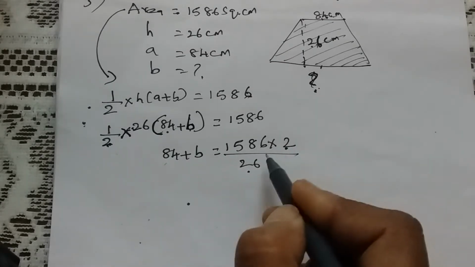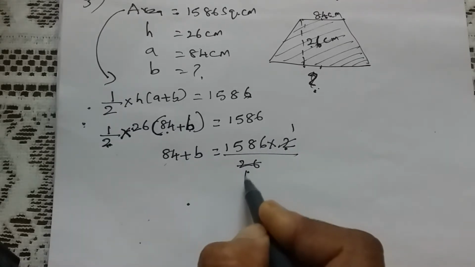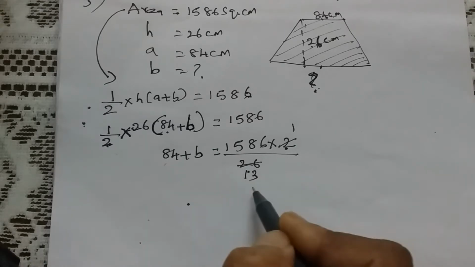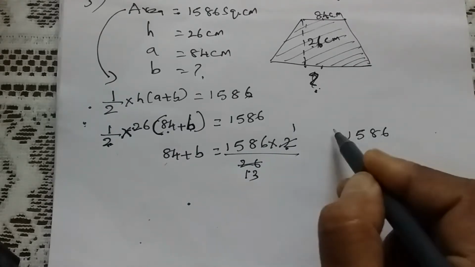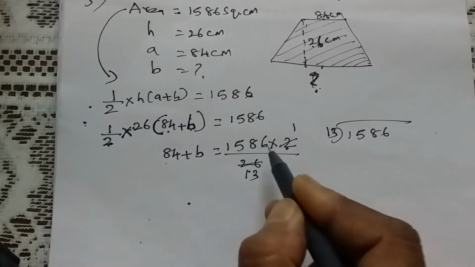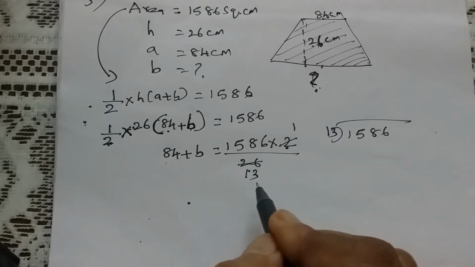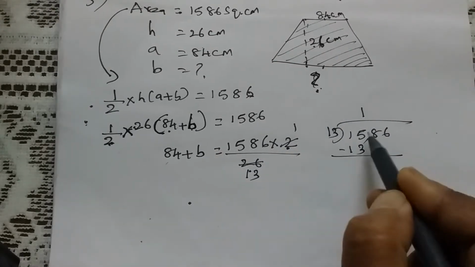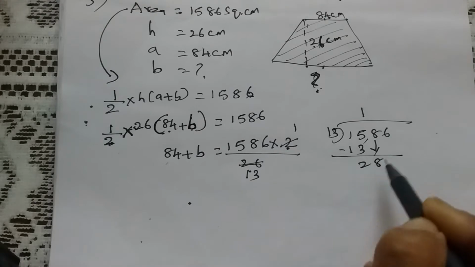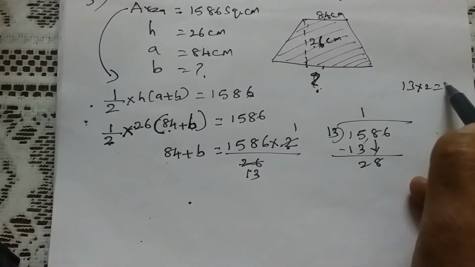Okay. Now we can cancel 2 and 26 by 2 tables, both are even numbers. 2 ones are 2, here 2 ones are 2, 2 threes are 6. Now 13 is a prime number, so it is divisible only by 13. So what we'll do, divide the numerator 1586 by 13, because this can be cancelled only by 13 tables. 13 is a prime number, it comes only in 13 tables. So let us divide by 13. Take 15, 13 ones are 13, remainder 2, bring down 8, and in 13 tables, 13 twos are 26.